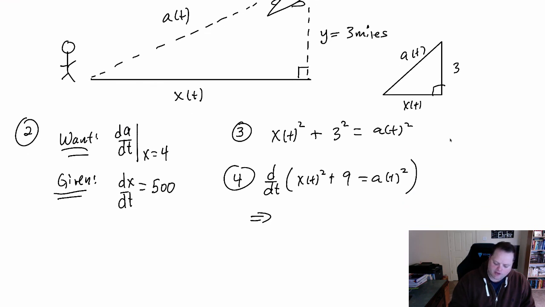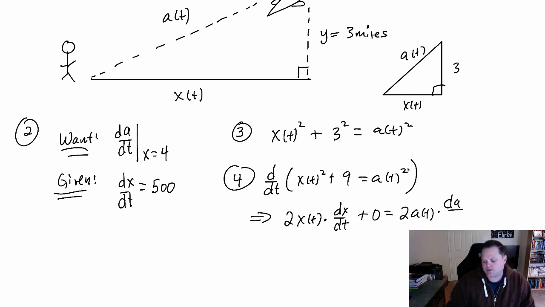So the derivative of x squared is 2x. The derivative of 9 is 0. I've got to be careful. The derivative of x squared is 2x, but with respect to time, you've got to multiply by the inner function x prime, or I probably should just say dx/dt. All right, and then the derivative of 9 is 0. The derivative of a squared is 2a times, chain rule, dA/dt.